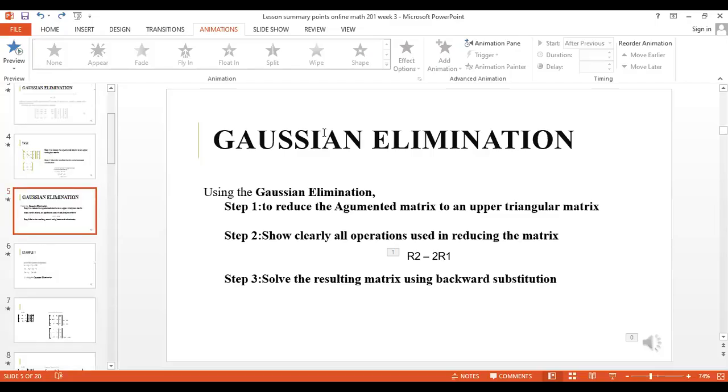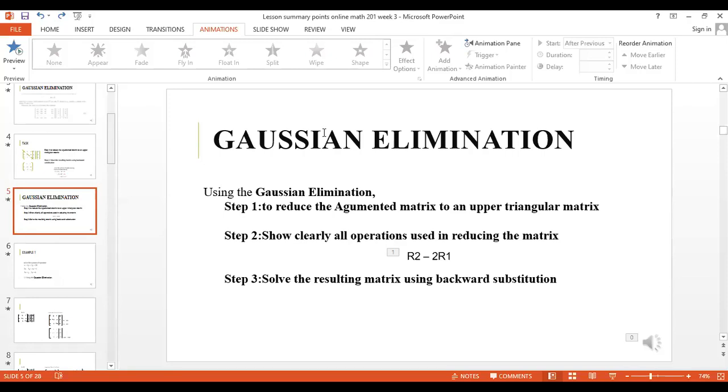Last week we began with numerical methods for solving systems of linear equations. And the very first method we looked at was the Gaussian elimination technique. The Gaussian elimination technique.